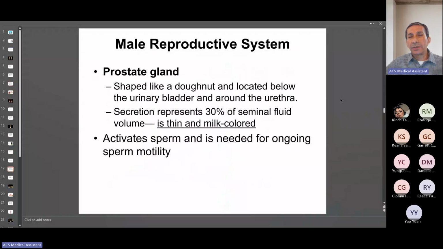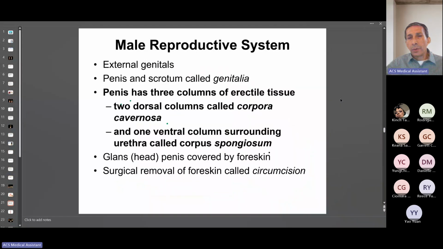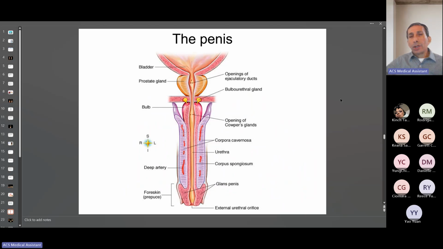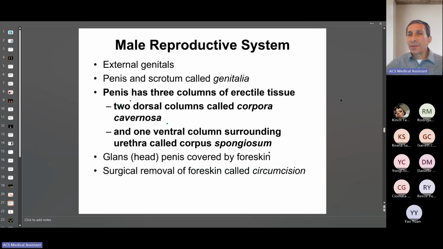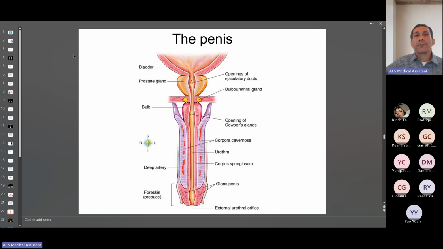We're gonna continue with this chapter again. Remember, we're talking about the reproductive system, males and females. We're gonna continue with the male's reproductive system. Then we're gonna move to the female's reproductive system. So let's go back to where we were, right here. We were talking about these external genitalia. Remember, we're gonna see the two dorsal columns of the corpora cavernosa, and we're gonna see the ventral column, which is the corpus spongiosum. That's basically what it is. We're gonna mention the glands and the foreskin and all the stuff.